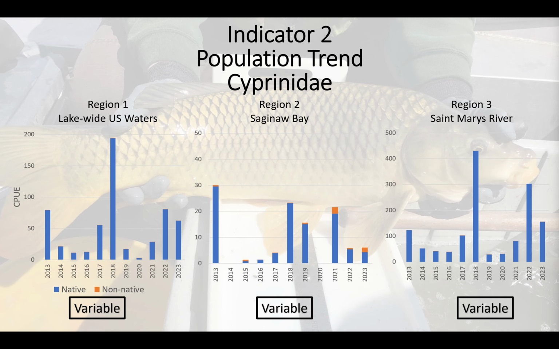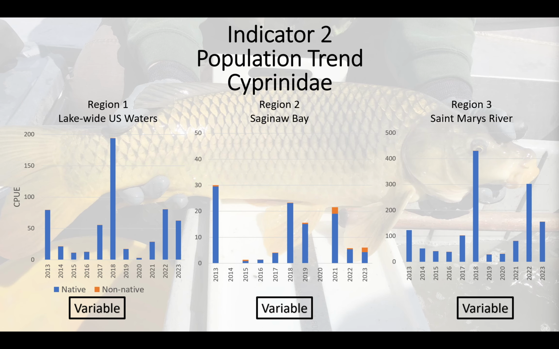So looking at cyprinids in U.S. waters, you can see that it's a little bit variable from year to year, but I want to mention that in 2018, this spike in cyprinids that we captured in U.S. waters is potentially just due to a few sampling events that came across large schools of shiners, which might be throwing off what the overall trend is looking like. But ultimately, we don't really see any increase or decrease of cyprinids in U.S. waters.